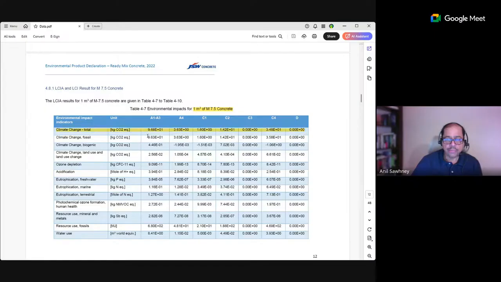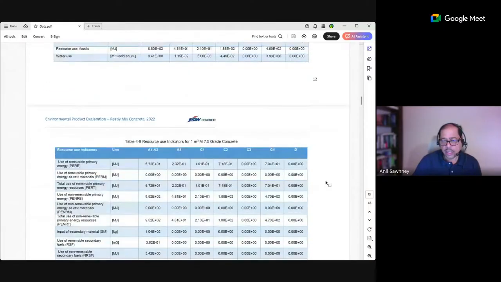So you have 96.8 kilograms of carbon dioxide equivalent per cubic meter of 7.5 grade concrete for modules A1, A2, A3. The value for A4 is given. So this is what you use in order to calculate your project's A1, A2, A3, A4 using this EPD.